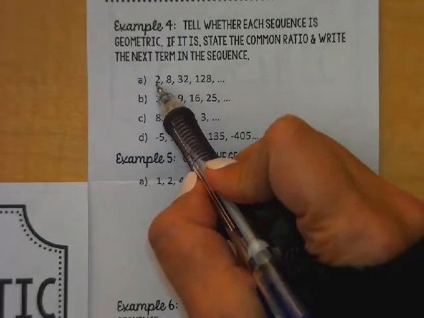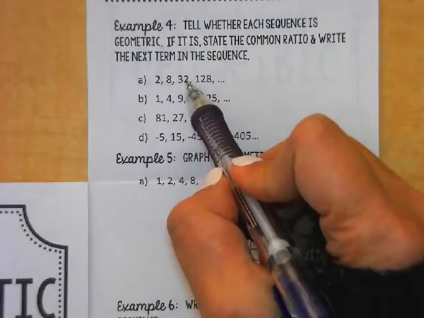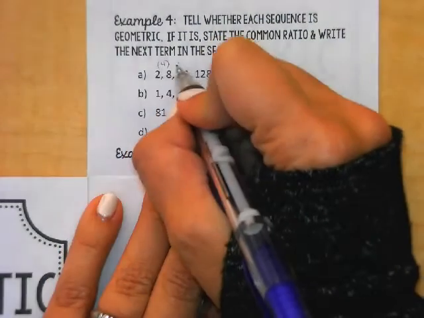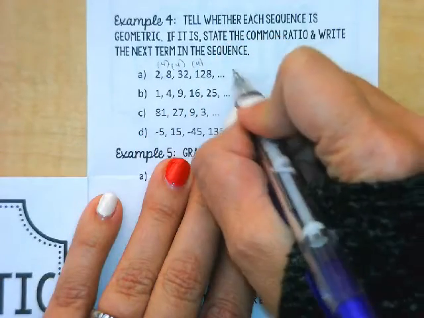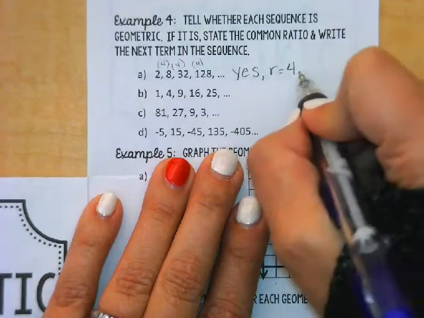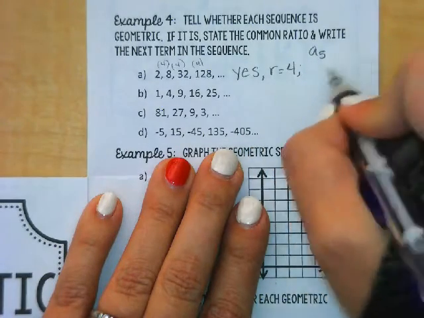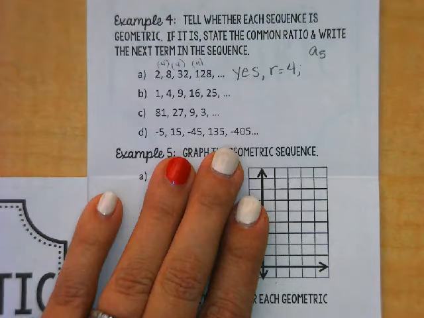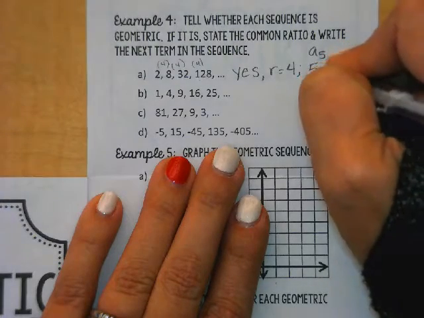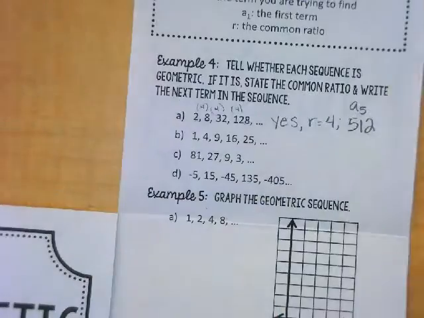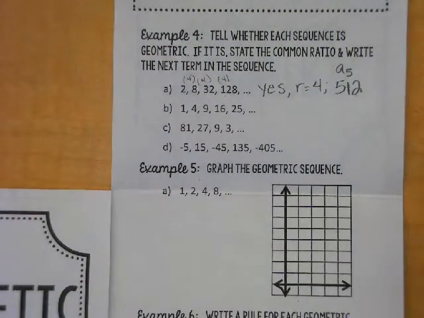So again, let's decide, is this geometric? What do you think about letter A? 2 to 8 to 32 to 128. Times 4. So this is in fact geometric. The R is 4. So what would be our a sub 5? What would be our next term? And you do have a calculator in front of you. I don't expect you to just hurt your brain because we just got back from break. That's okay. 512. Because 128 times 4 is 512. Nice job. So do you see the similarities?